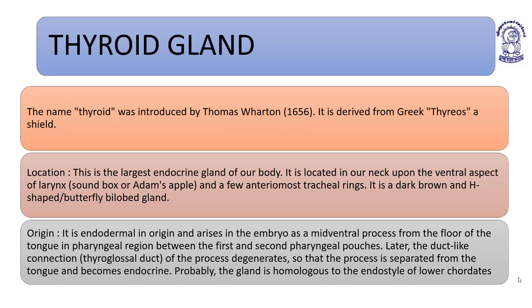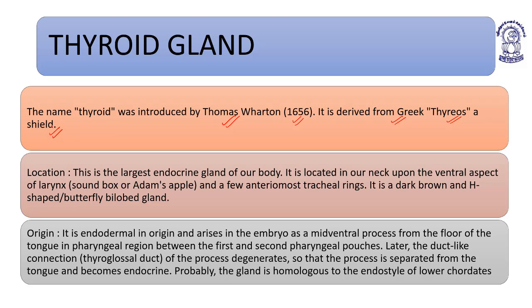Thyroxine, or the secretions of thyroid gland, along with the secretions of anterior pituitary, especially the growth hormone, works synergistically, works together to make possible changes during growth of an organism. The name thyroid was introduced by Thomas Wharton in 1656. It is derived from the Greek word thyros, a shield.